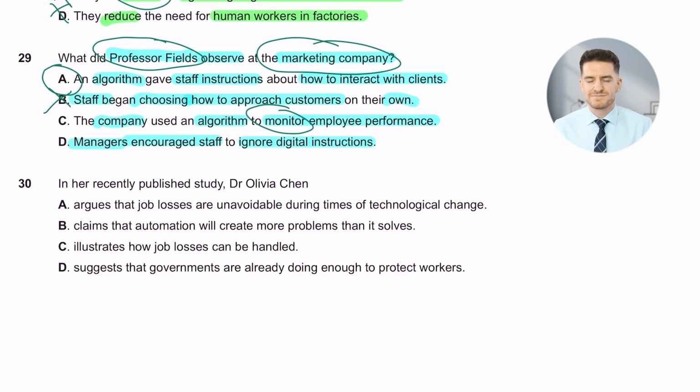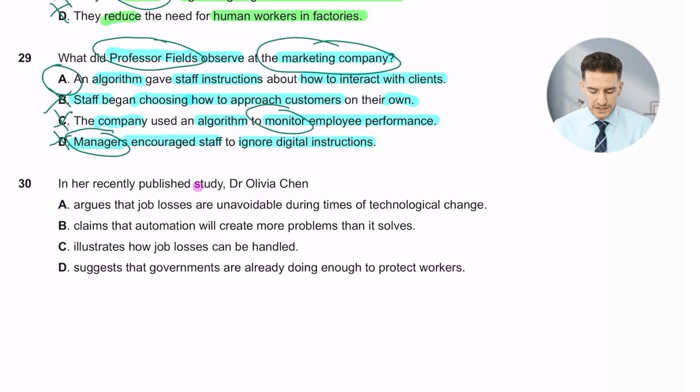C, the company used an algorithm to monitor employee performance. Well, no, it doesn't say anything about monitoring how the employees went or what they were doing. And finally, D, managers encouraged staff to ignore digital instructions. Well, I do remember seeing the word manager, but it didn't say anything about encouraging staff to not follow or ignore digital instructions. So we can cross that one out. So it looks like 29 is A. Let's move on to 30.